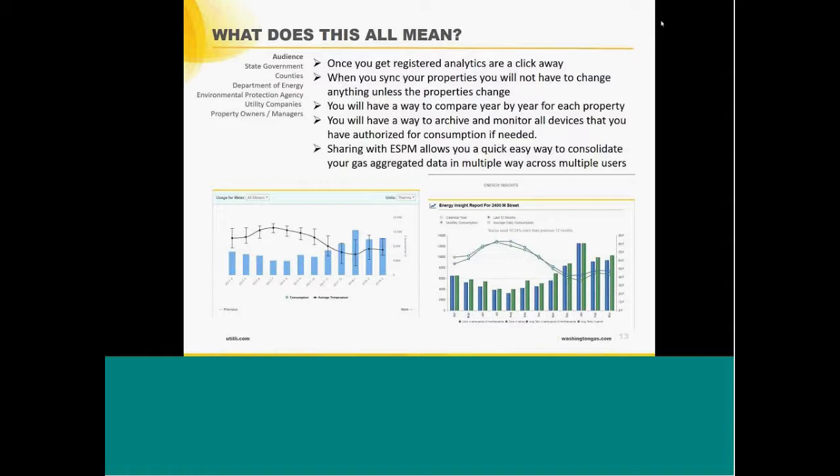You'll have a way to compare year by year for each property, and you can archive your data by clicking on the Go Green buttons from your My Property page, and it'll provide you with all kinds of different graphs or Excel documents, whatever you basically need to catalog that data.